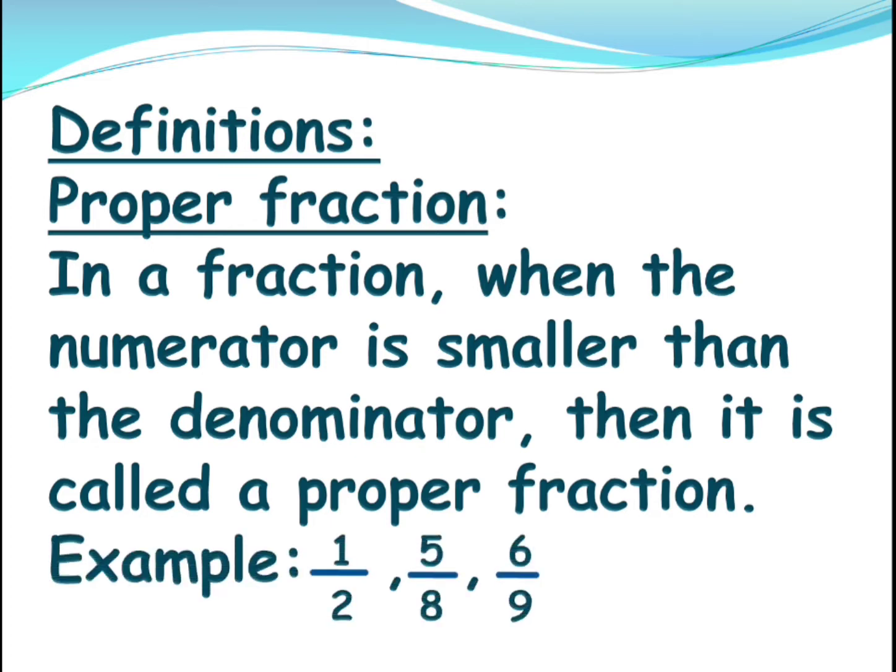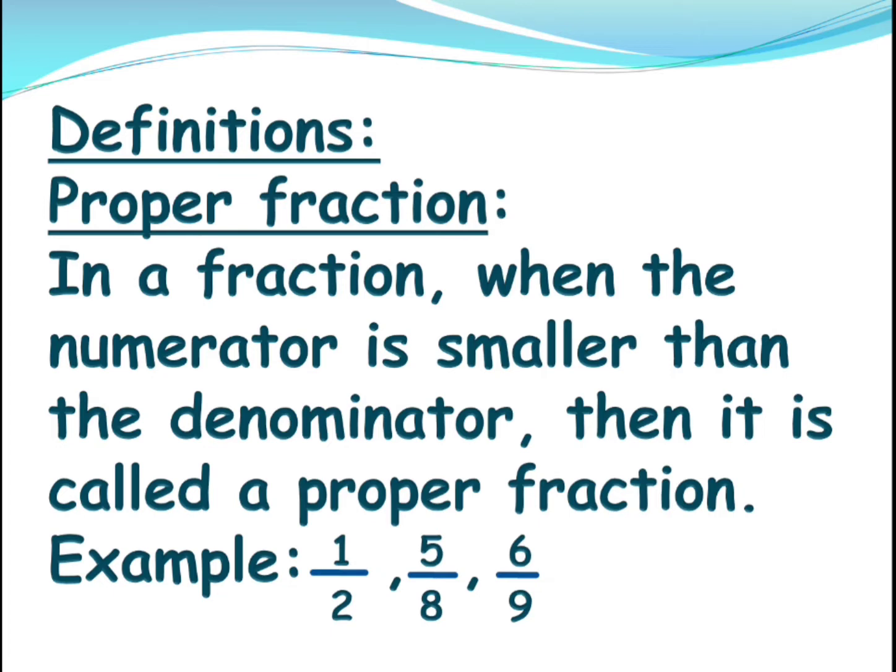So 1, which is the numerator, is small when compared to the denominator, which is 2, isn't it? So this is a proper fraction. And 5 by 8. So denominator 8 is a bigger number when compared to the numerator, which is 5, isn't it? In the same way, 6 by 9. 9 is more, 6 is less, isn't it? So that is also a proper fraction. These are examples. You can write any number of examples, children. 3 by 10. 3 is small, 10 is big. So that is a proper fraction. 5 by 12. 12 is the big number, the denominator. 5 is small. So that is a proper fraction.